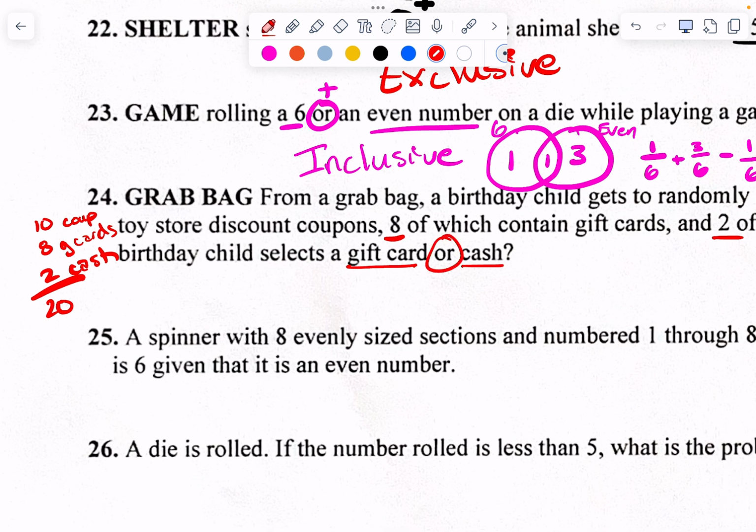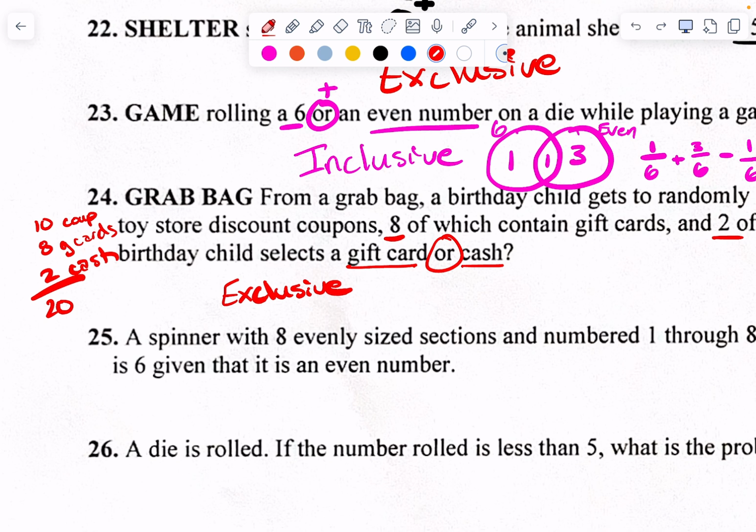Or means add. Now, can you get one gift bag that has a gift card and cash at the same time? Each bag only contains one. So it's exclusive. If you choose 2 bags, you could get both of them, but you're only choosing 1 bag. Do we see why it's exclusive? There's only one gift per bag, right? So if I pick up 1 bag, is there a chance I could get a gift card and cash in the same bag? No. So they are exclusive, okay?